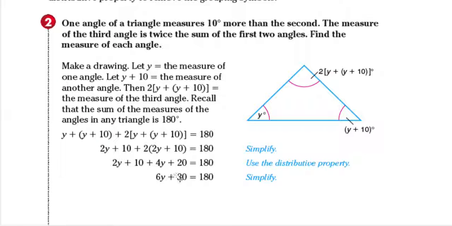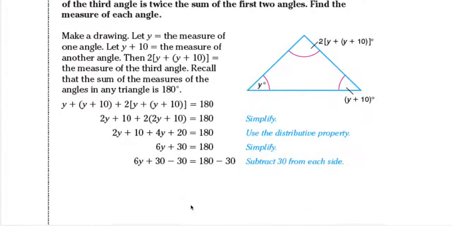Again, you cannot solve for y until the expression has been simplified. So we've simplified that expression. Now we can solve for y. We subtract 30 from both sides, which brings us to 6y equals 150, and divide both sides by 6, we end up with y equals 25.